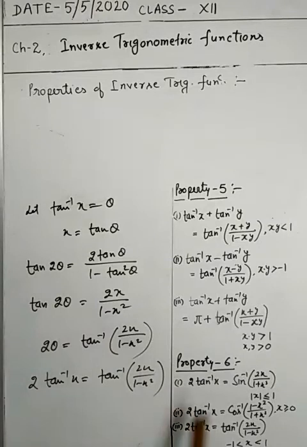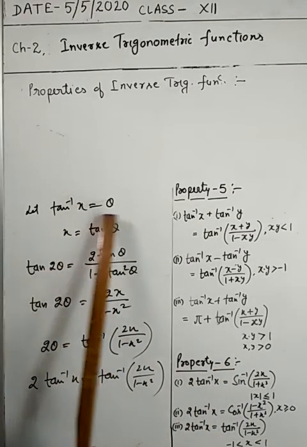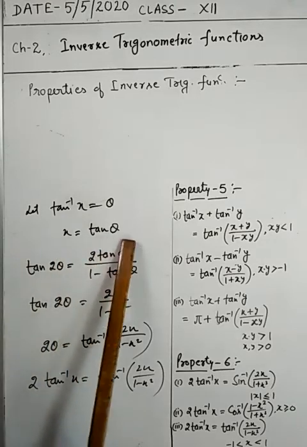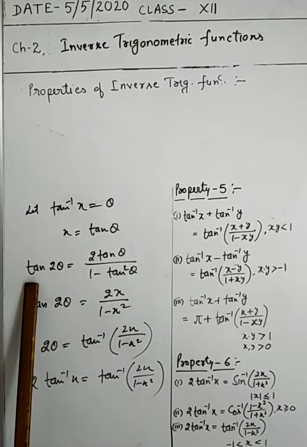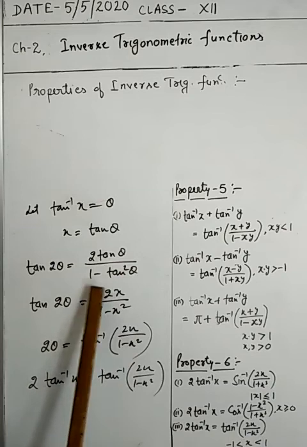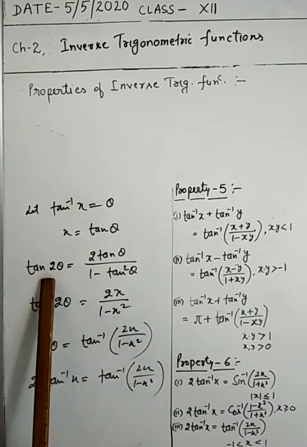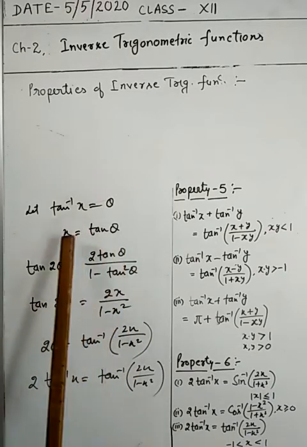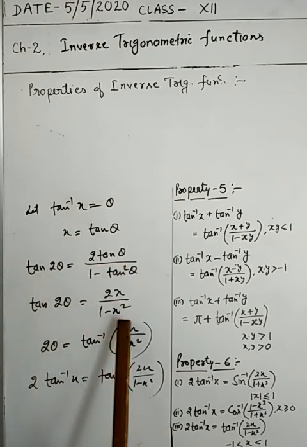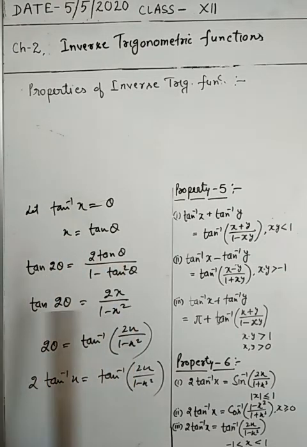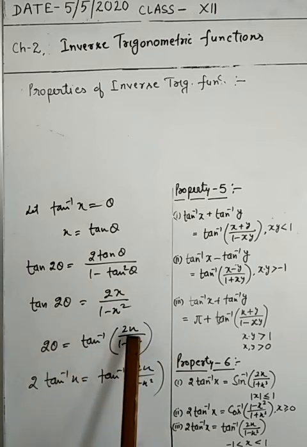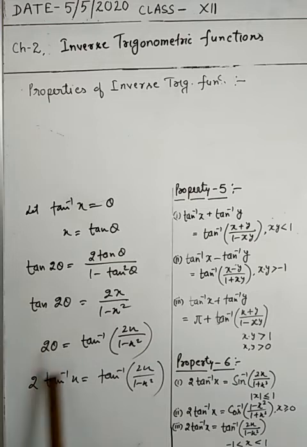Now the third part of property 6. Let tan inverse x equal to theta. So x equals tan theta. We know the identity, tan 2 theta equals 2 tan theta upon 1 minus tan square theta. Put the value of tan theta as x. So this is 2x upon 1 minus x square. Take tan to this side, this is 2 theta equal to tan inverse of 2x upon 1 minus x square. Put the value of theta, so 2 tan inverse x equals tan inverse of 2x upon 1 minus x square.